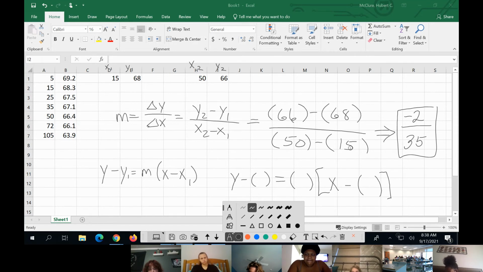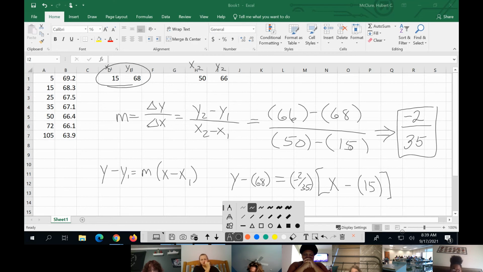Now, which point am I going to pick, do you think? Anybody want to know which one I'm going to pick? Well, I did, but not always. But yes, this one right here, smaller numbers. 15 is smaller than 50, so I'm going to keep it simple. 68, this is x sub 1, this is y sub 1. 68, negative 2 over 35, and 15.